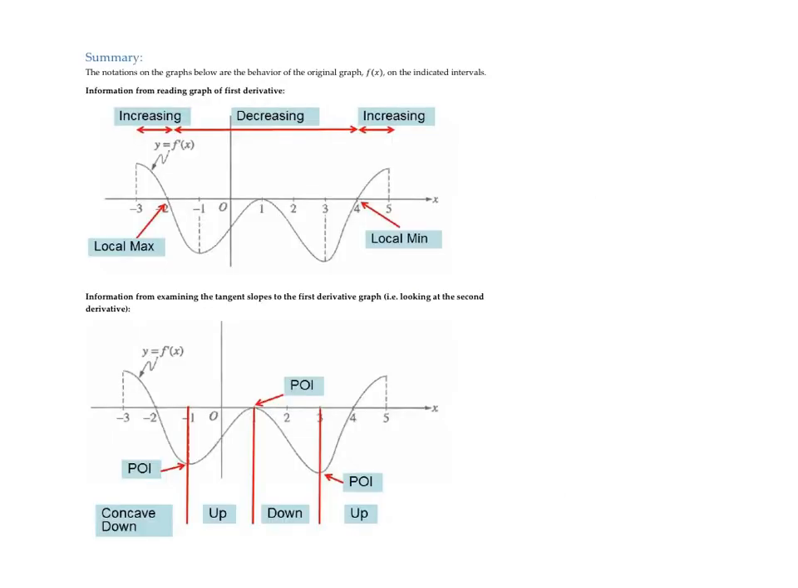So this last page is just a summary of how to read a graph of f prime and have it tell you things about f. So notice this is a graph of f prime, and the notations on this graph are what the original graph f of x does on the indicated intervals. So if we first look at f prime as telling me when my function is going to be increasing or decreasing, we can see anywhere that my f prime is positive, so here and here, that corresponds to the original function being increasing. Anywhere my f prime is negative, that corresponds to places where my function is decreasing.